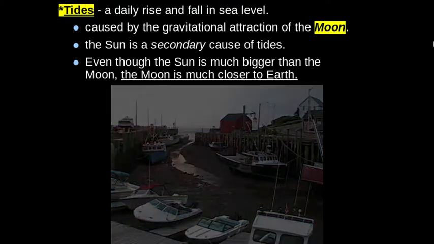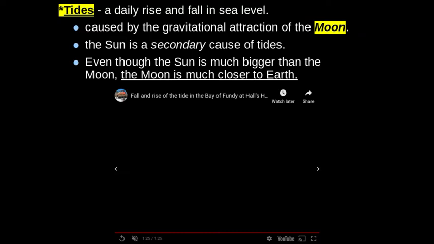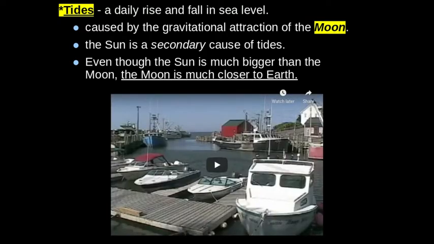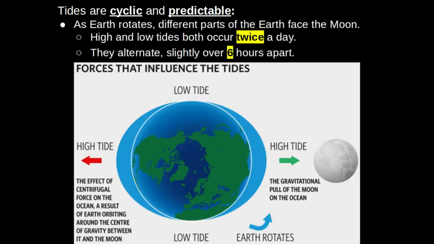So about every 6 hours, you get high tide. 6 hours later, you get low tide. 6 hours later, you get high tide again. And then 6 hours later, back to low tide. Right? So they are also, just like eclipses, very cyclic and predictable. If you know anybody who fishes or surfs, they're always looking at tide tables to know when it's good to go out into the ocean.